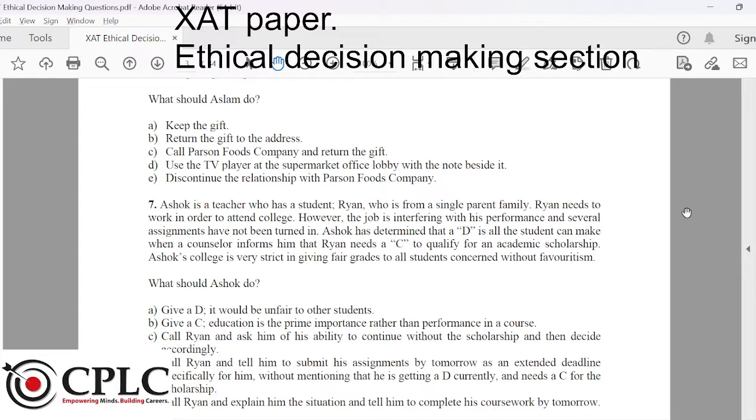So we will stop here. I hope you all understood. The mantra of this section is to shortlist options. Remove all those options which are not ethically correct. Shortlist. Do not give any harsh final output and then mark your answer.